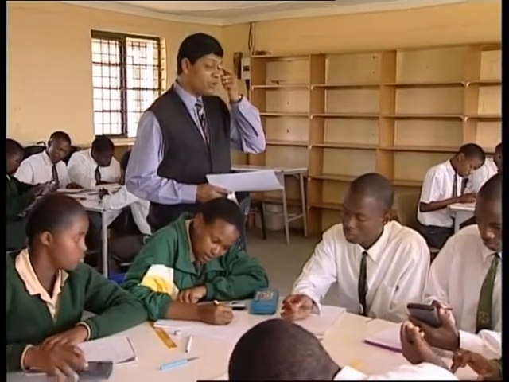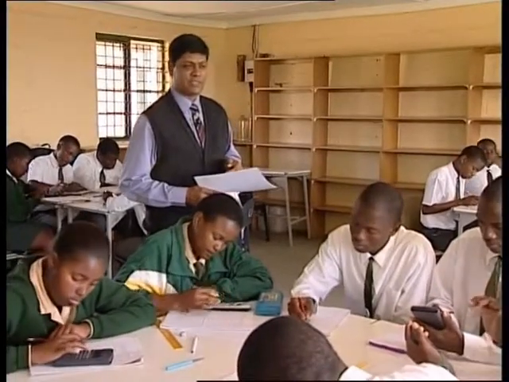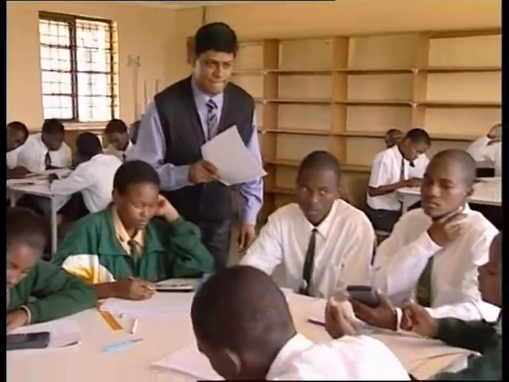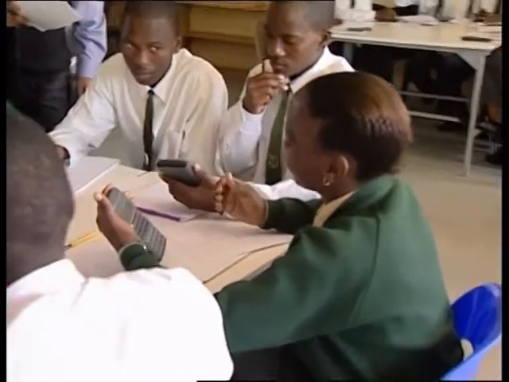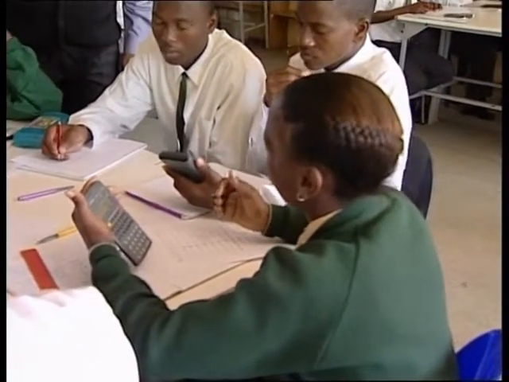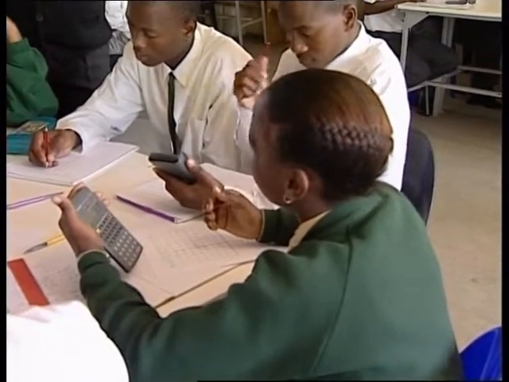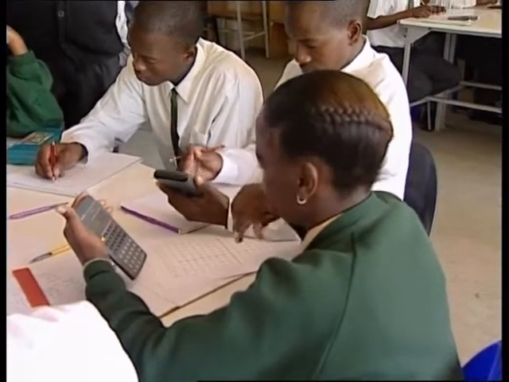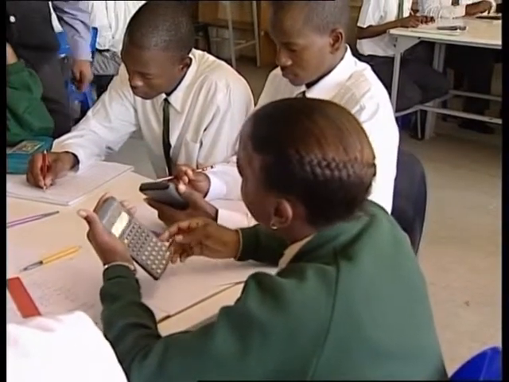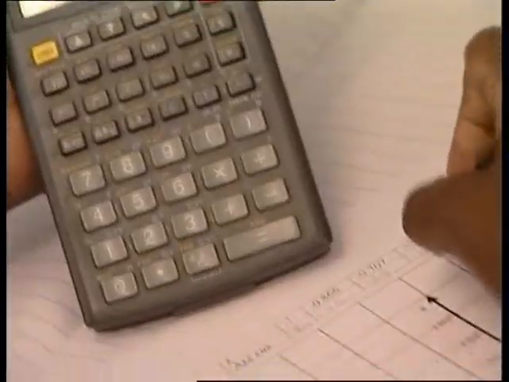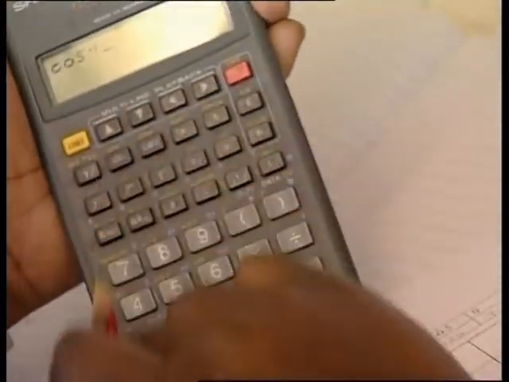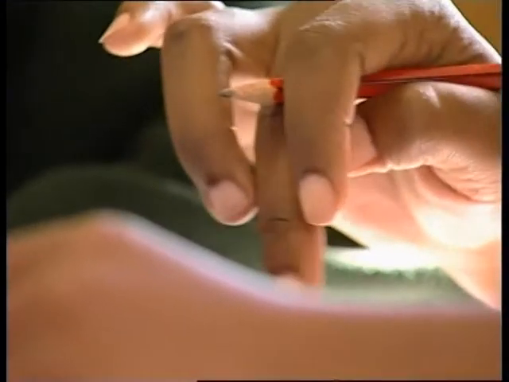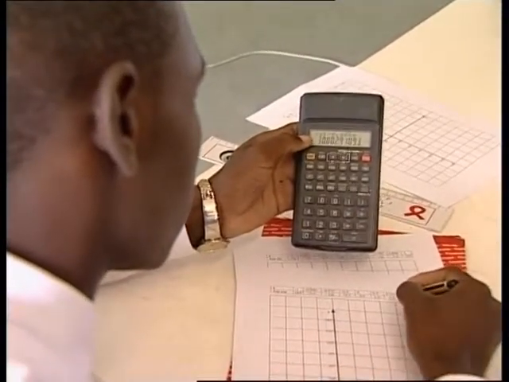So can someone tell me which key I am going to press on my calculator? Yes? Second function, cos, and the unit. Second function, cos, and the unit or the x value given to me. Again, remember to round off your answer to a full degree. Okay, you may continue. The teacher goes around the classroom, listening and observing the learners working in groups.